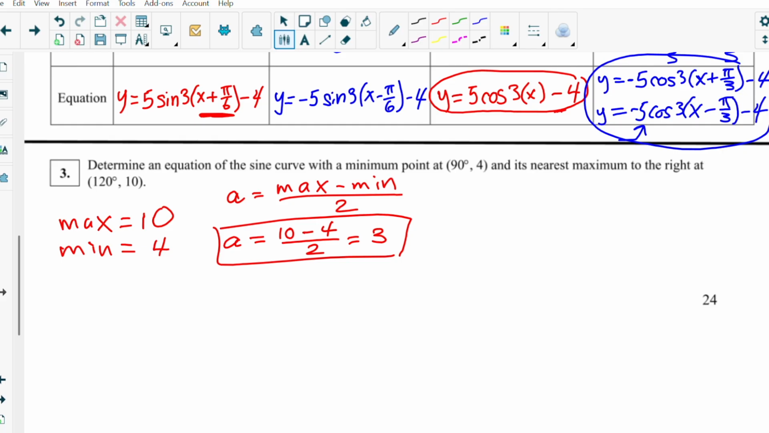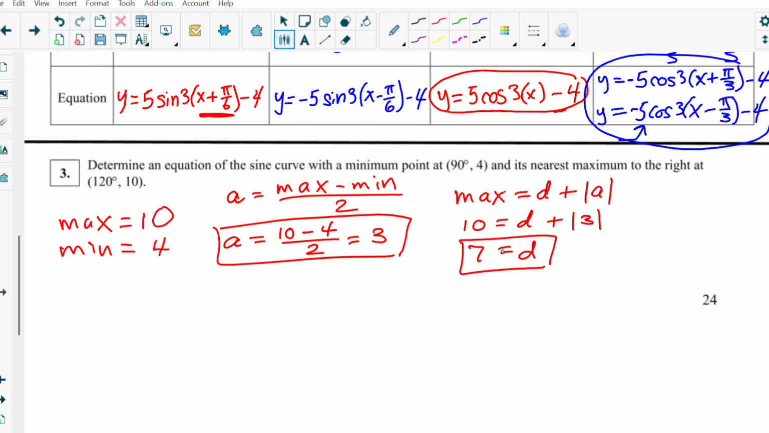All right. What about my D value? D value, we can think of it as halfway between 4 and 10, or just use the equation. So I have max equals D plus the absolute value of A. Okay, max value is 10. D value, what I'm solving for, plus the absolute value of 3. So D equals 7. Okay, so that's my D value.